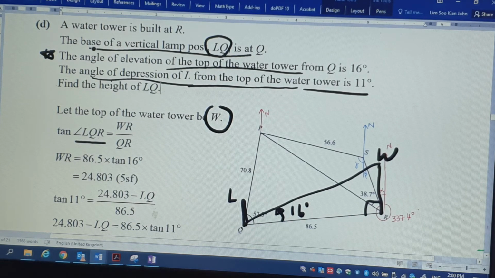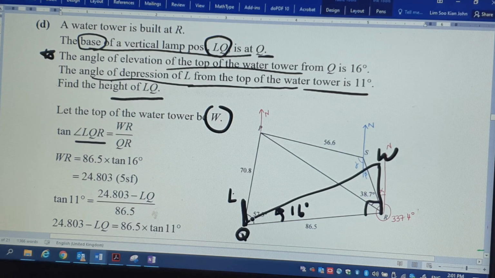Then what are they talking about? So the base of this LQ is at Q. They're just trying to tell you that this lamppost is at Q. The top of the lamppost is L. The bottom is, of course, Q, because this point is Q. That's all. Okay, so how do I after that find the height of LQ?